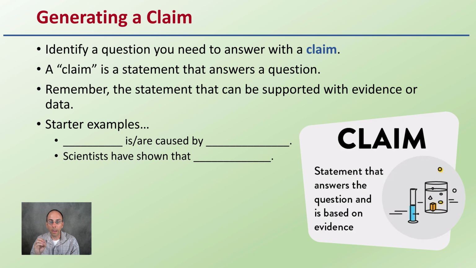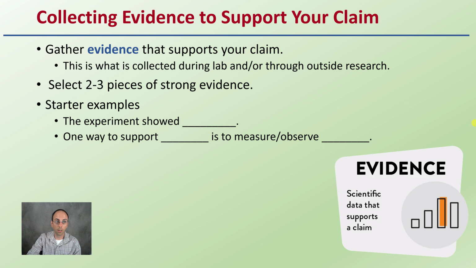That claim is the answer to the question that's going to be based on the evidence that you collected. So the evidence you're collecting is the reason why you're doing that lab, to support or technically refute that claim. This is what's collected during the lab. Some may require outside research, but a lot of times that's what you're doing in the lab. You want 2 to 3 pieces of strong evidence. You don't want to just base everything on one thing.